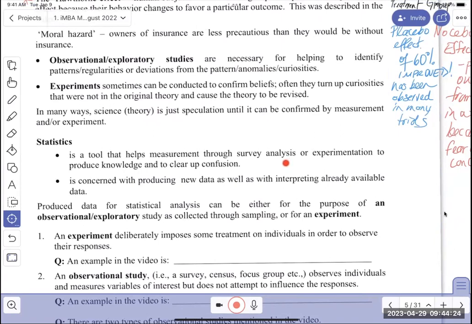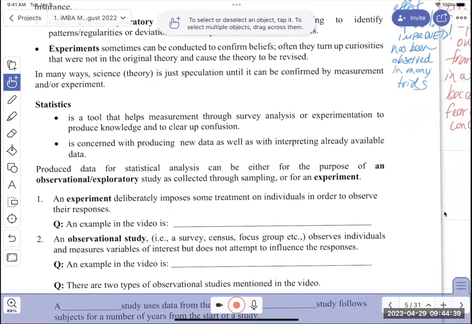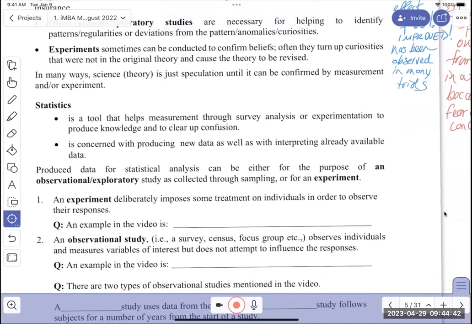Statistics is a tool that helps measurement through survey analysis or experimentation to produce knowledge and clear up confusion. Statistics is concerned with producing new data as well as with interpreting already available data. Produced data for statistical analysis can be for the purpose of an observational or exploratory study as collected through sampling, or for an experiment. And both of those have to be carefully designed, right? So this is the definition of an experiment, and some examples in the video of experiments.